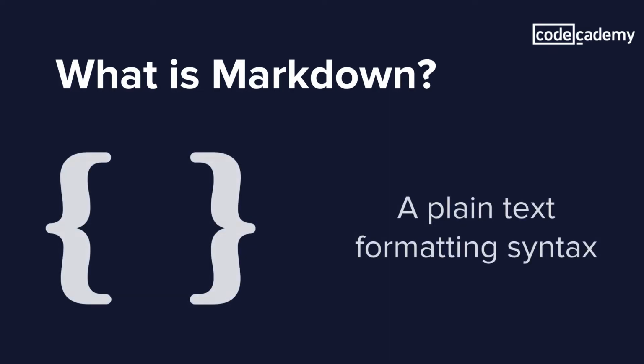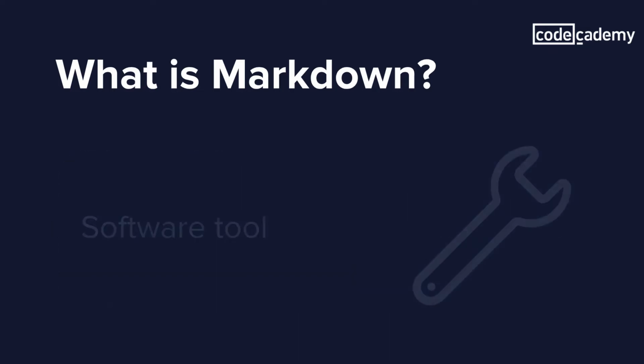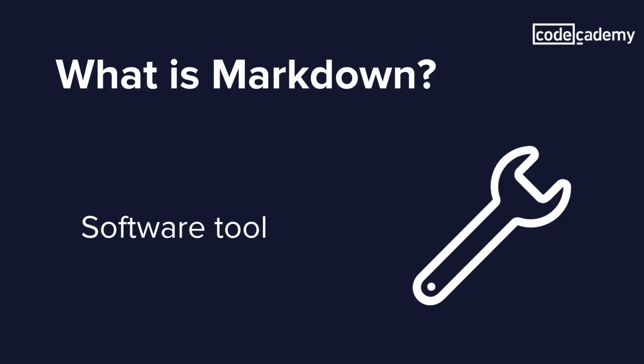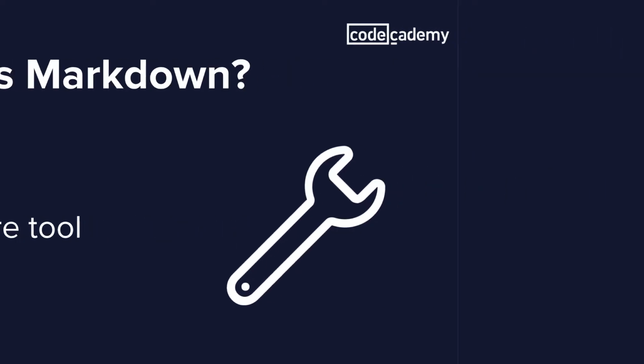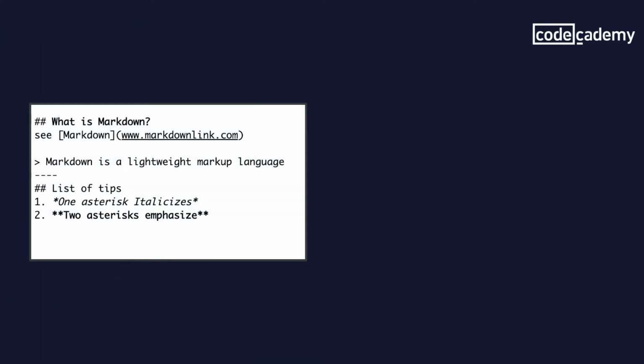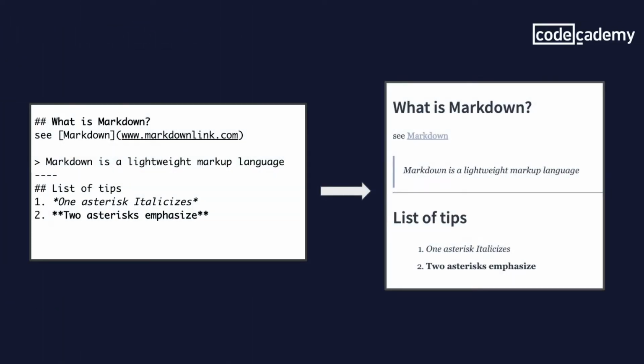One, it's a plain text formatting syntax, and two, it's a software tool that was written in Perl that converts plain text formatting to HTML. The overall design goal for Markdown's formatting syntax is to make it as readable as possible. So that allows us to create text that looks like this and transform it into this kind of output.